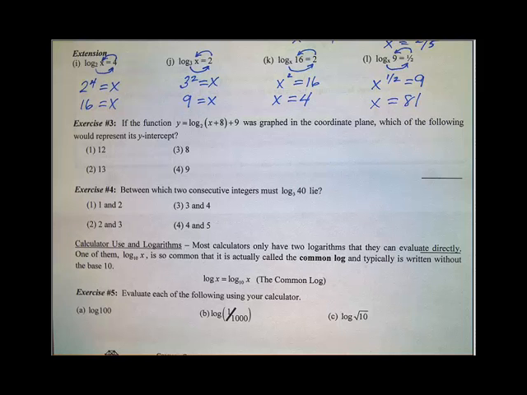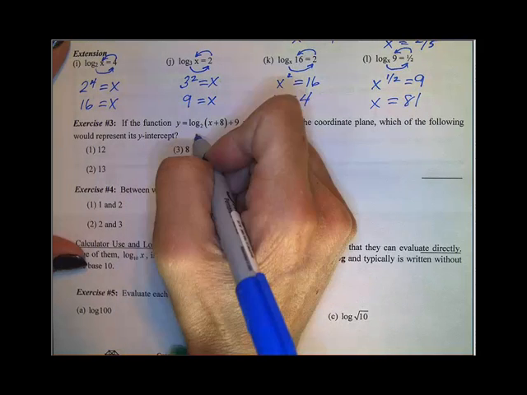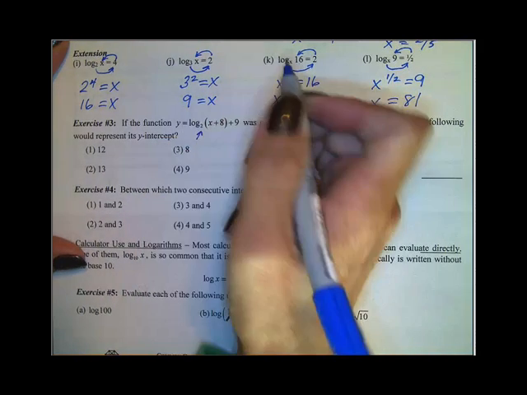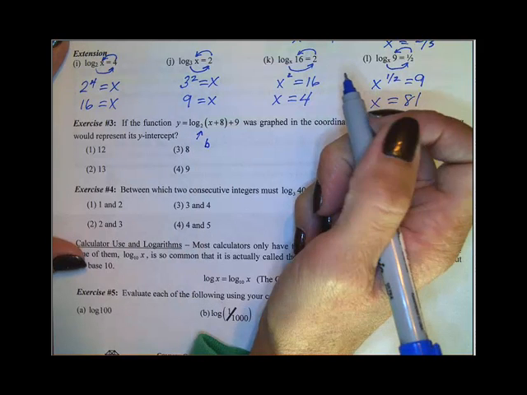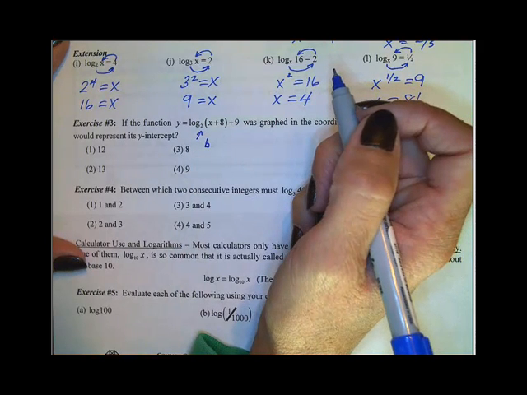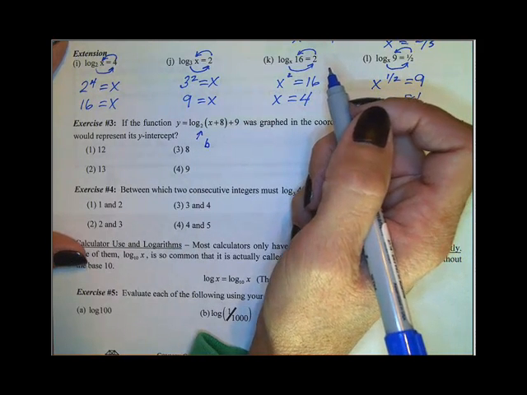The next two require a calculator. They say if the function y equals log base 2 of x plus 8, plus 9, was graphed in the coordinate plane, which of the following would represent its y-intercept? Well, there are certain things you need to know about logs. Your base is not ever going to be negative, and it's not ever going to be 0, and it's not ever going to be 1.